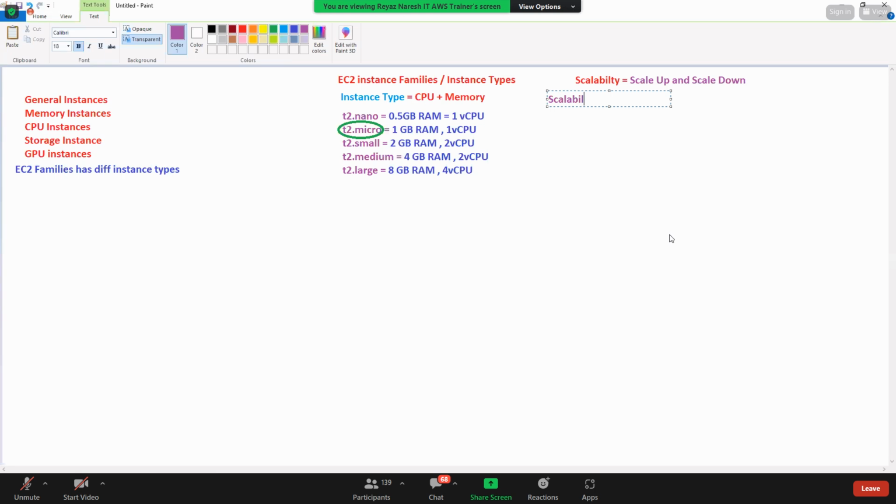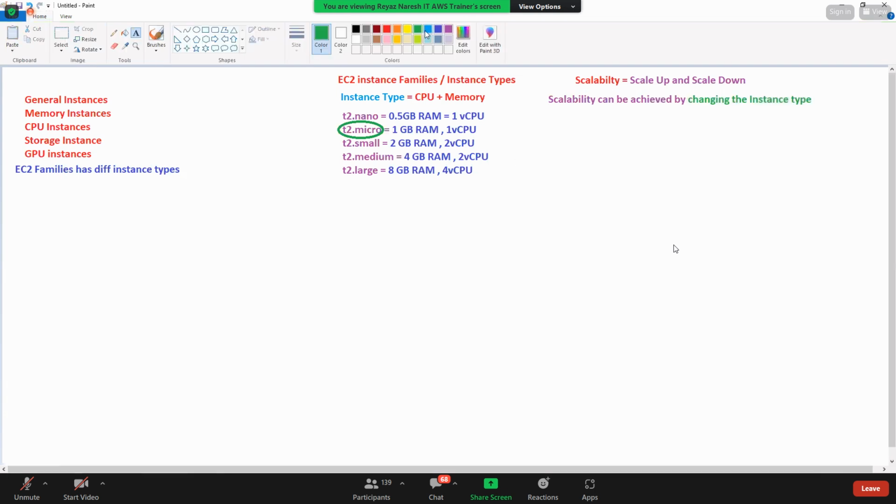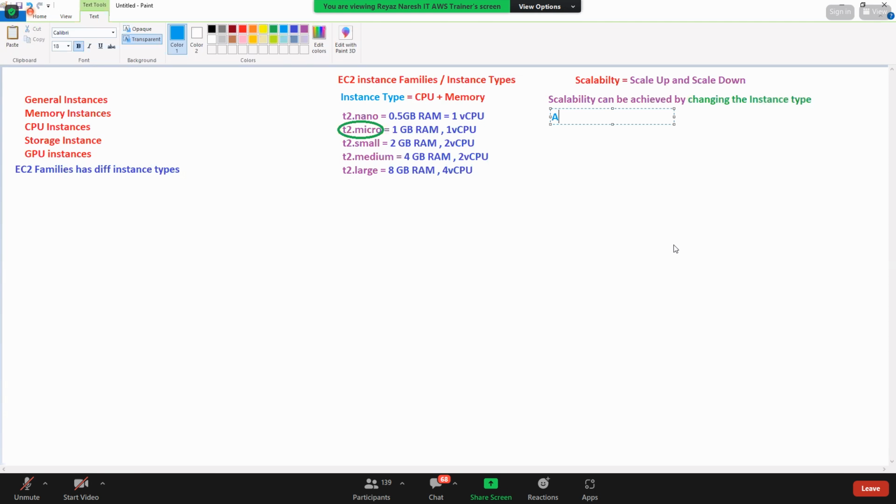Scalability can be achieved by changing the instance type. So anytime you can go and scale up. Anytime scale up. Anytime scale down.